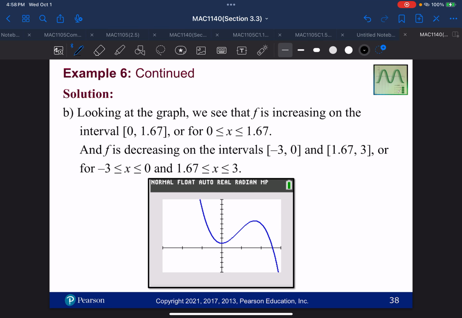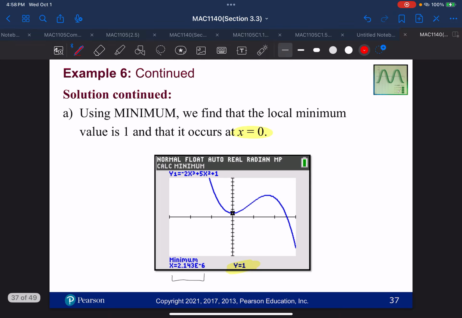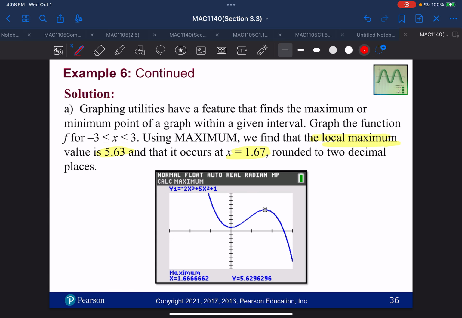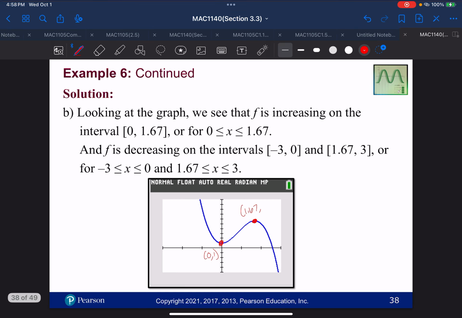And then I'm going to draw. So we found that this point here was 0, 1. And then we found this point to be 1.67, 5.63. So after we find those, then we can use those to determine our intervals of increasing and decreasing.